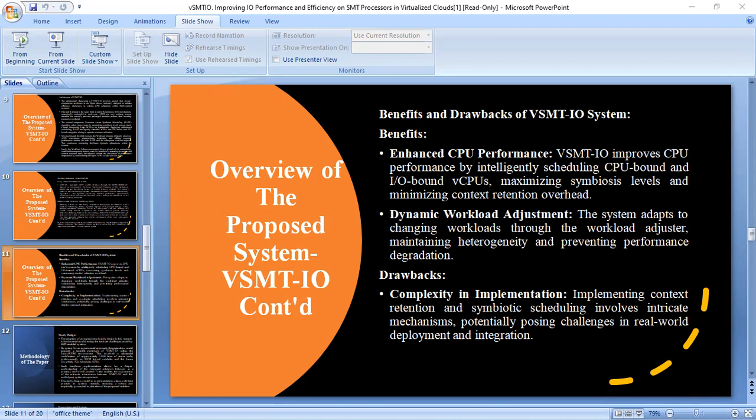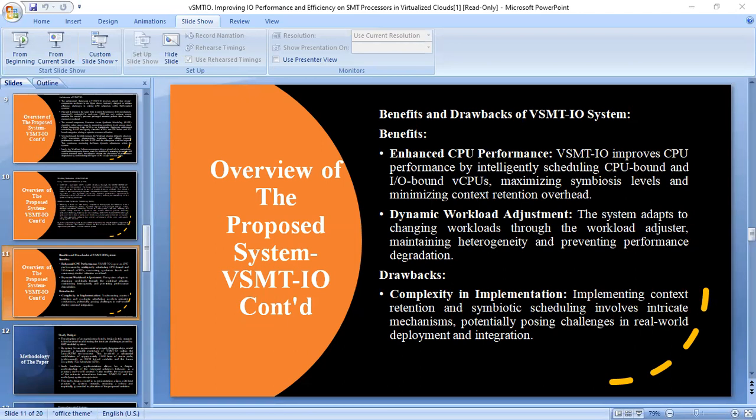And coming to the weaknesses of the paper, evaluation scope. While the evaluation is comprehensive, extending the exploration to additional scenarios or workload variations would further validate the robustness of VSMT-IO. Targeted architecture. The paper predominantly focuses on virtualized cloud and x86 processors, potentially limiting its immediate applicability to other architectures or computing environments. Addressing the system's adaptability to different architectures would strengthen the paper's relevance across a broader spectrum of computing systems.